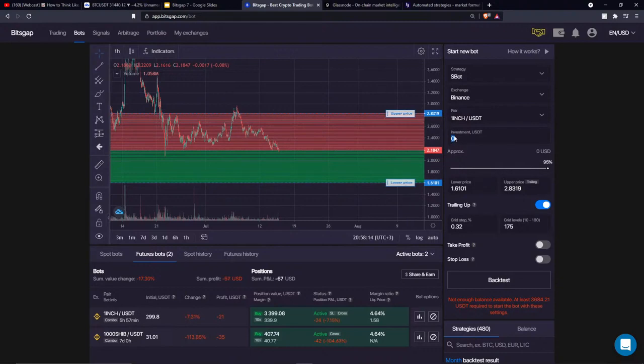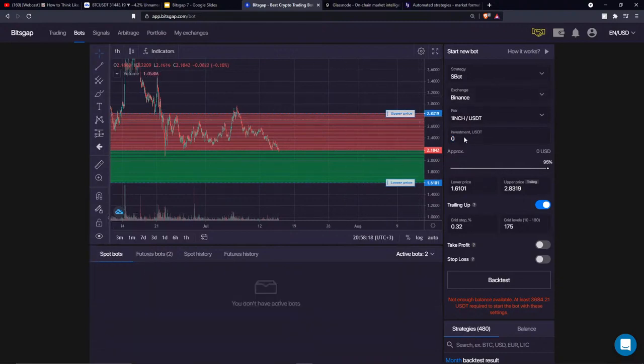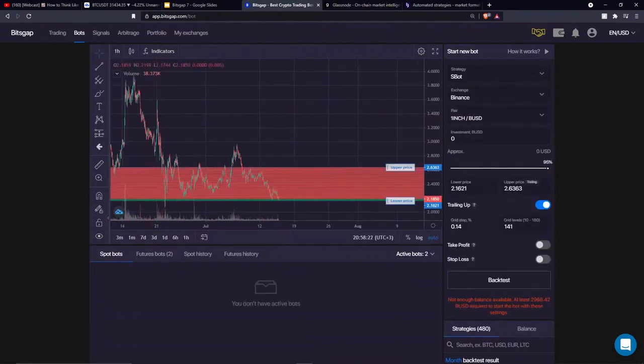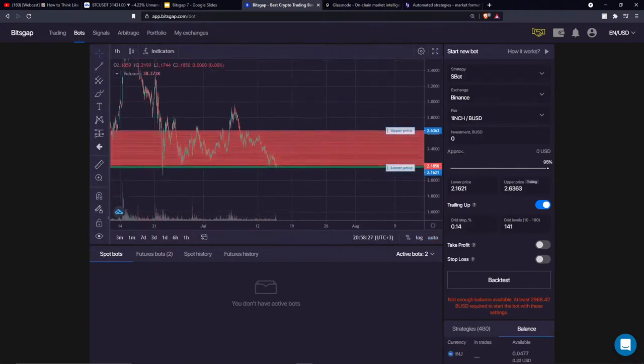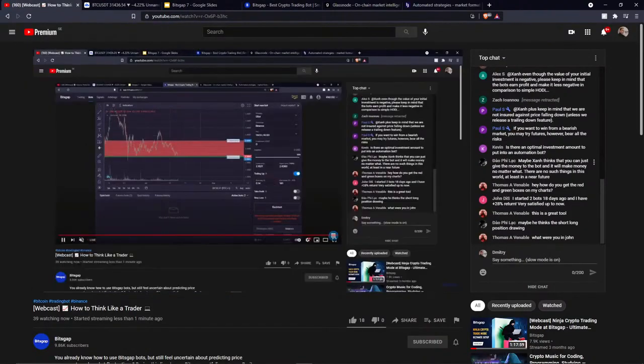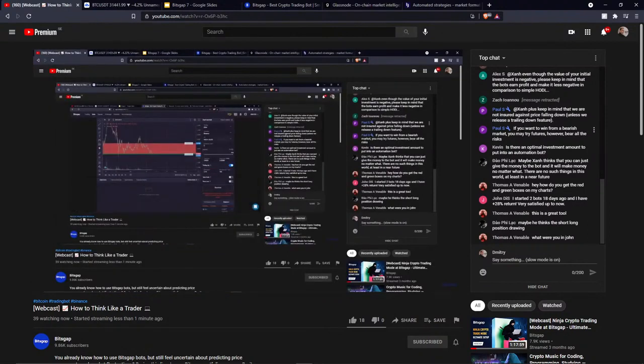Why am I not able to use it? Yeah, I should go this way. Maybe, because I have no money on this account, I cannot show it to you. But anyway, here you would see the exact split of your investment.